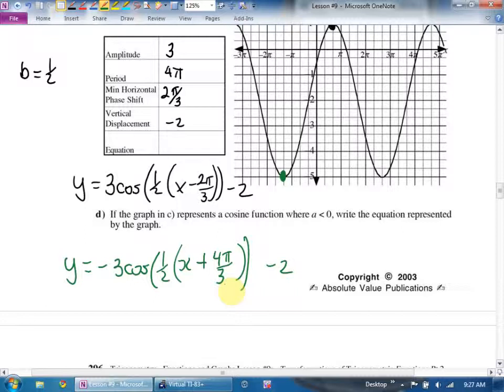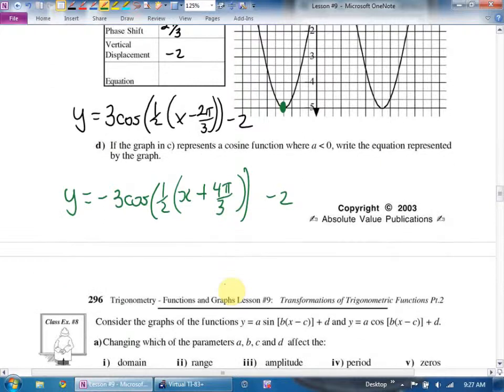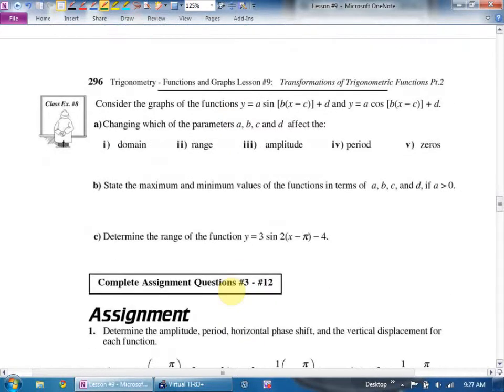Okay. Almost done. Turn the page. It says, consider sine and cosine. And there's A, B, C, and D. Which of these parameters, A, B, C, or D, if you change them, affect the domain?